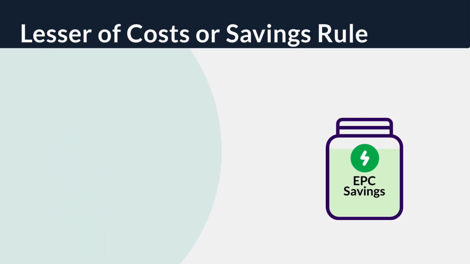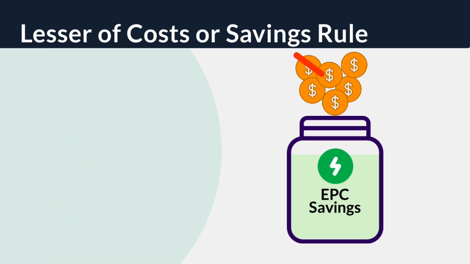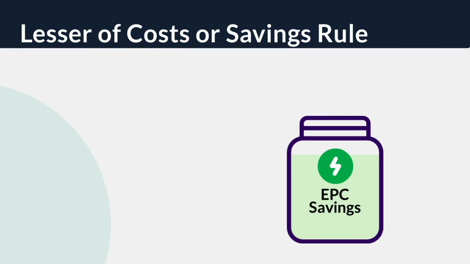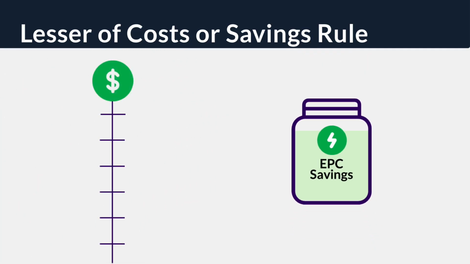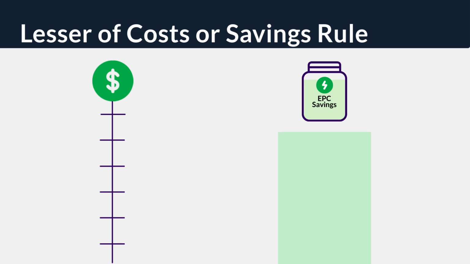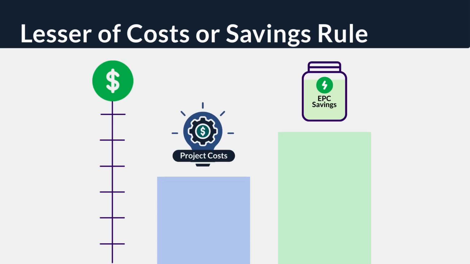Why is this so important? Because your PHAs do not get to keep any excess savings from utilities using the AOS incentive. So if an ECM you installed as part of an EPC project overperforms and your EPC savings exceed your EPC project costs, you cannot keep these excess savings. Your add-on subsidy will simply be capped at your project costs.